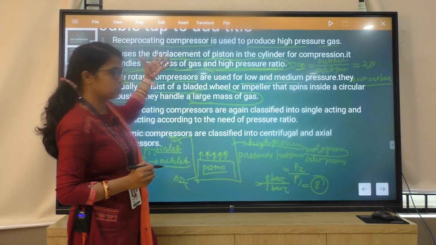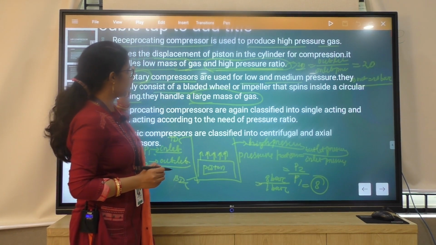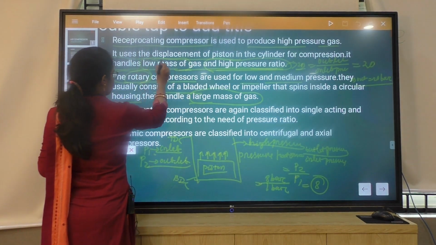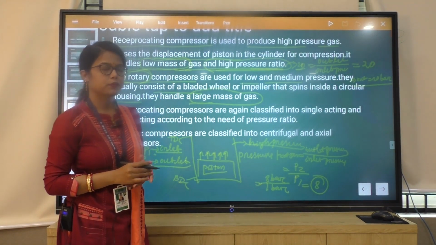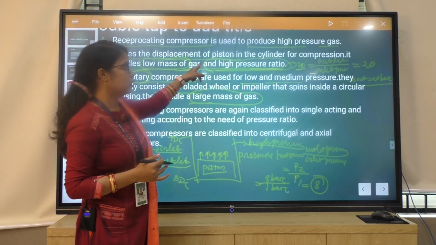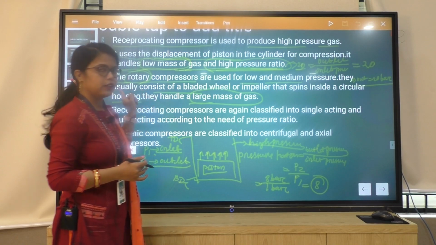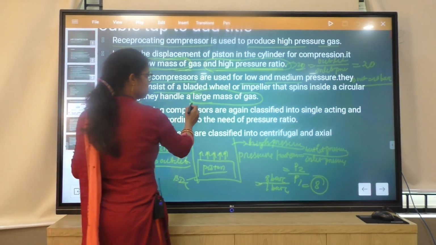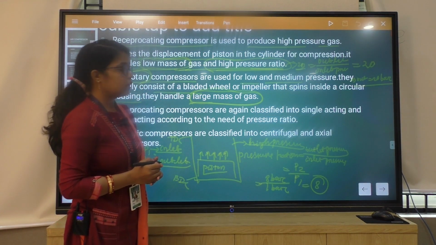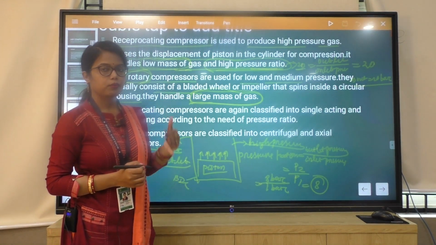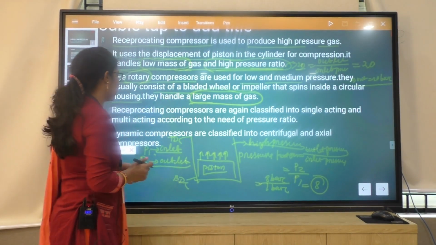What is the difference? In the reciprocating type, I was telling you that it can handle a low mass of gas at a time. It cannot handle a high mass of air. It can handle a low mass of air, but the pressure ratio is high. Clear? But in case of rotary type, it can handle a large mass of gas at a time, but it cannot handle high pressure ratio. For medium or low pressure ratio, we can utilize the rotary type of air compressor.